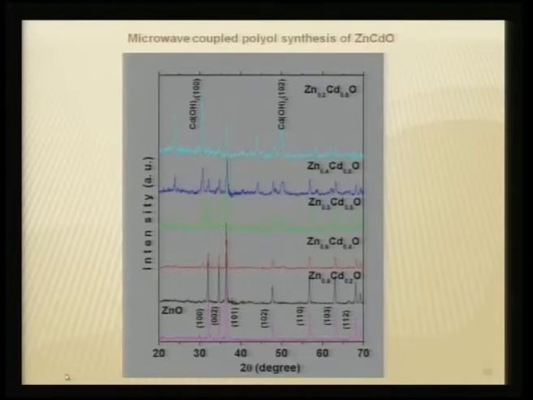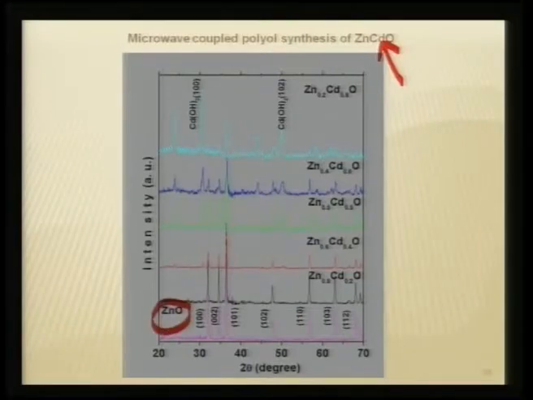Now, another case that I would like to press forward is the microwave coupled polyol synthesis of zinc cadmium oxide. In this case we are looking at cadmium instead of magnesium doping, and what we see here again is a clear phase for zinc oxide, and as we continue to dope zinc cadmium there, you can see some peaks coming here, and there is another peak which starts to come here right from say 40% of cadmium. What does this amount to? This particular feature that you see here is due to cadmium hydroxide.